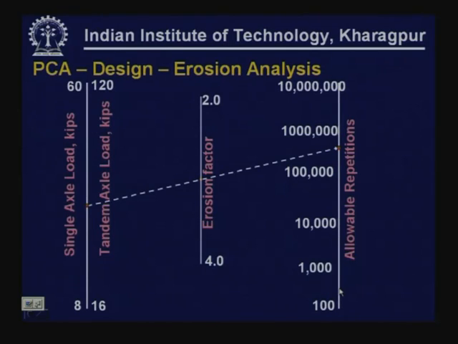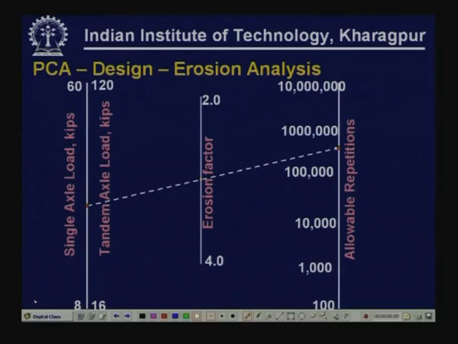So, like we have done in the case of fatigue analysis, we can carry out erosion analysis also for a single axle load if you know the magnitude. This will be connected to the erosion factor that is selected from the table. Connecting these two, extending this to meet this other line, we get the number of repetitions the pavement can sustain before it fails in erosion damage.